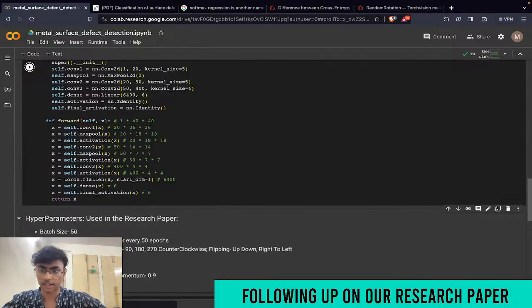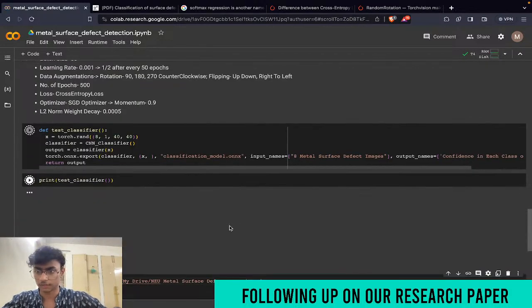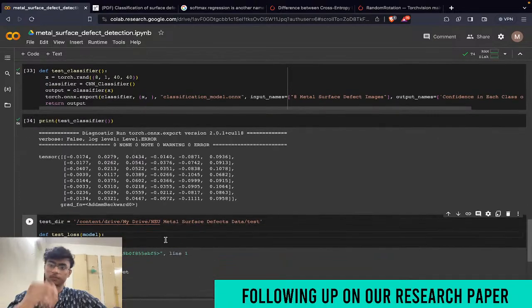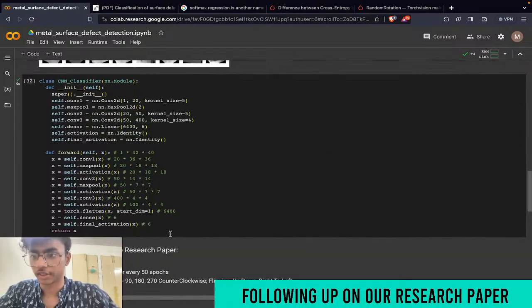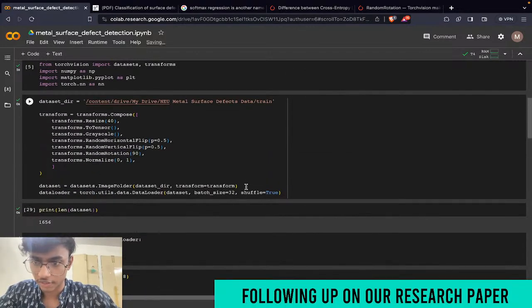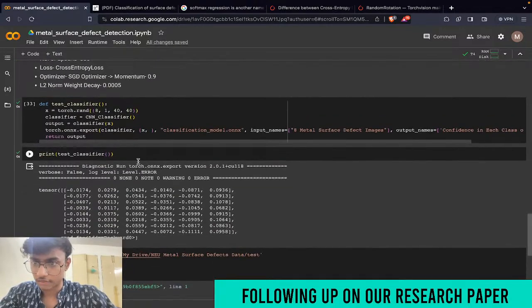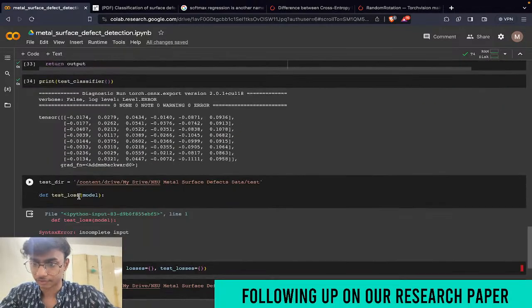Okay, now we define our model. After that, we test our model. After that, we have to import the test dataset and keep working on it. So we'll use the same transforms. The transform has already been defined. So we'll create a dataset. This time we'll call it test dataset.